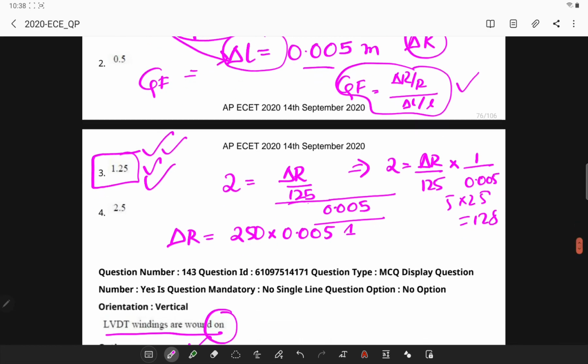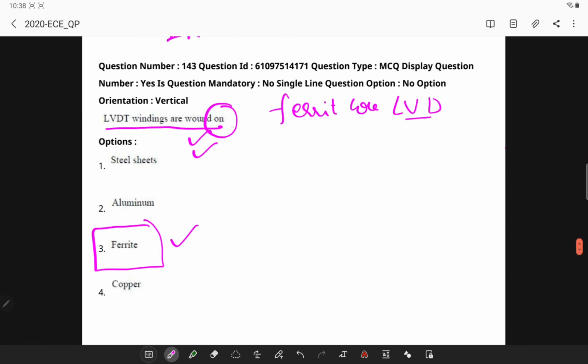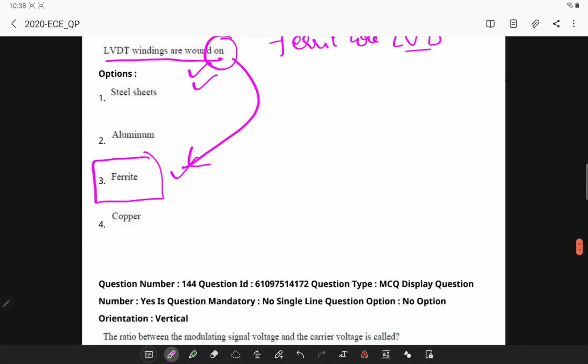Next, for the LVDT winding, traditionally we use a ferrite core in its designs. LVDT is a very important transducer. So with this, the questions related to industrial electronics are completed in the AP ESET 2020 question paper.